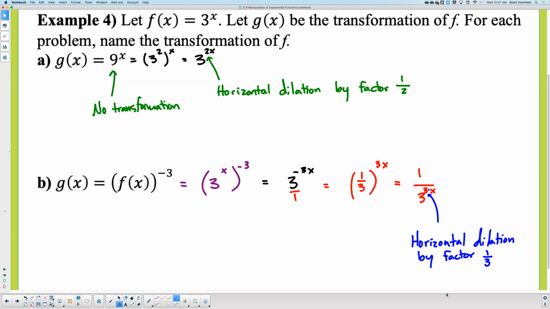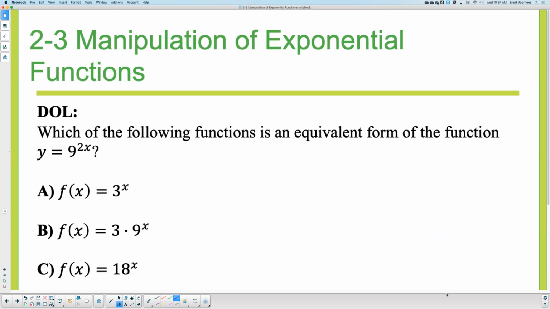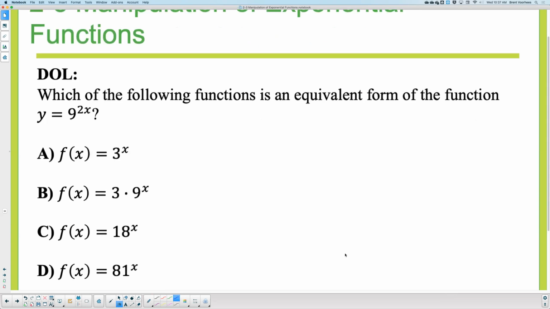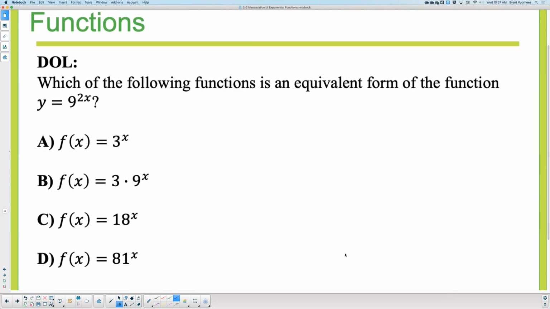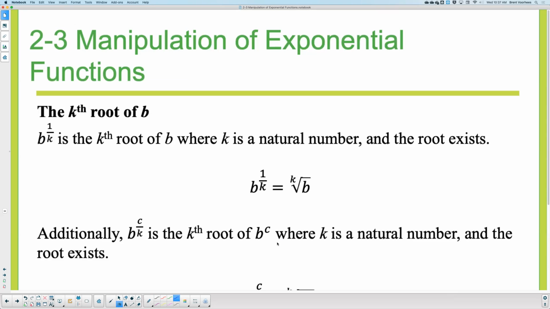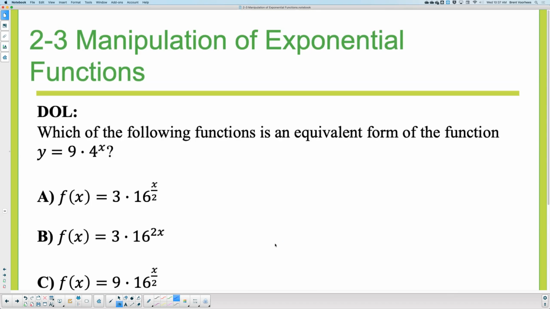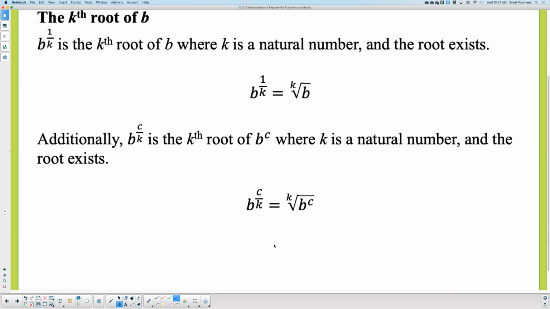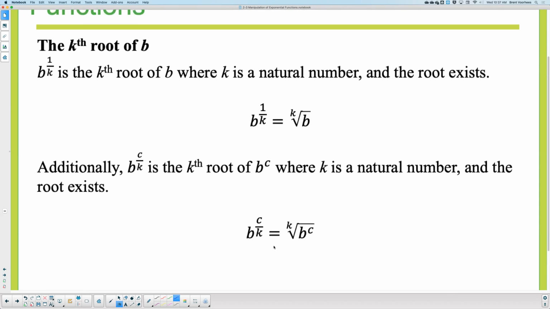We come to the last page. All right, we have some DOLs. Let's see what you can come up with here. See what you can work through. Oh, I have one more on there, huh? Hey, let's skip to here. I want to make sure you'll see this.